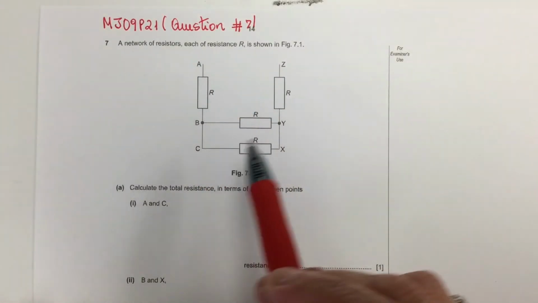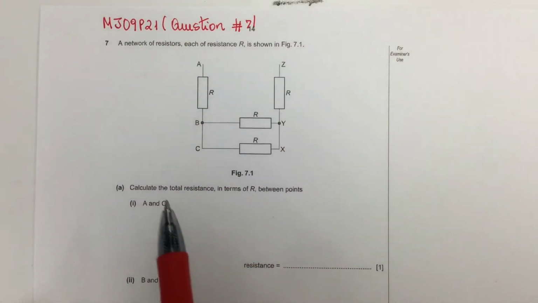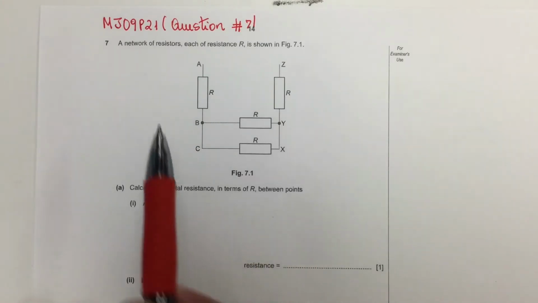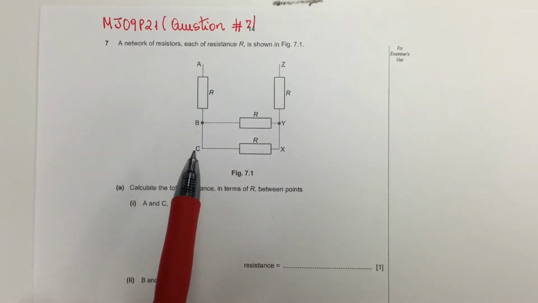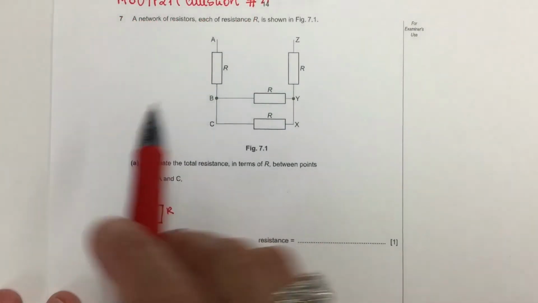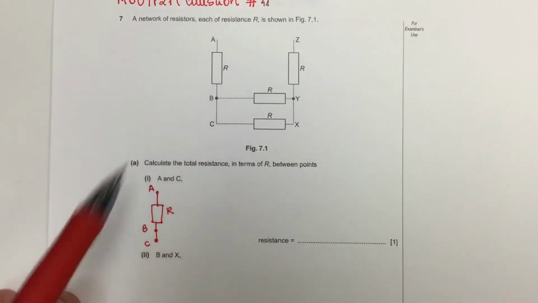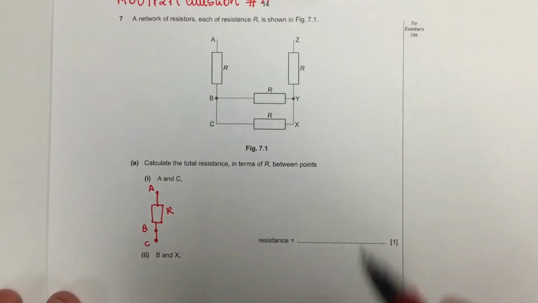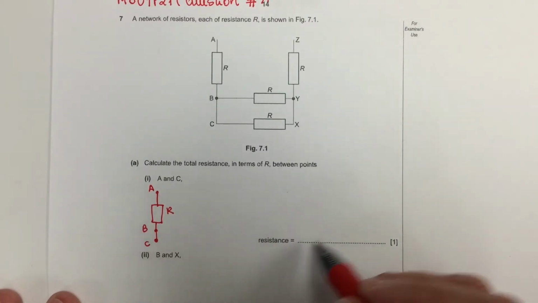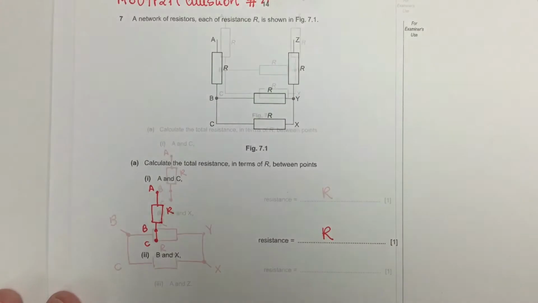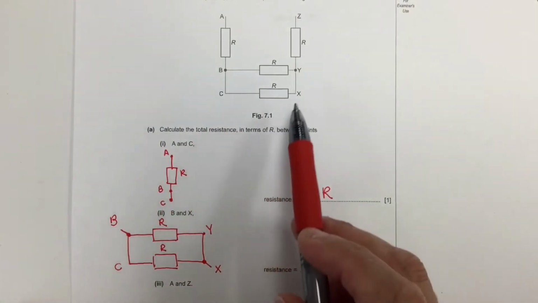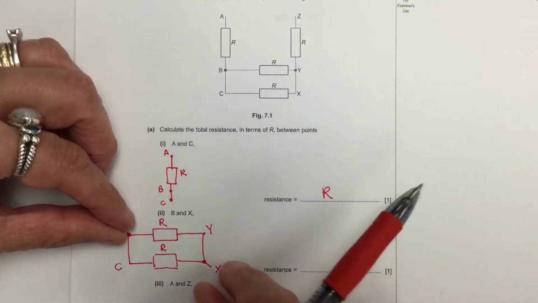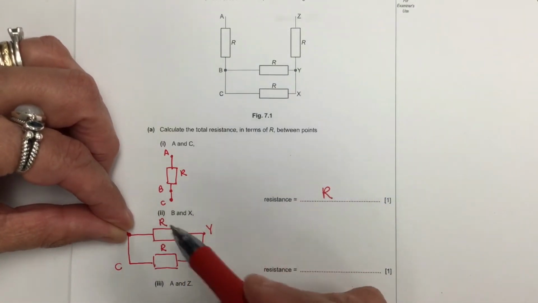So this is the network of circuits and it is asking for the total resistance in terms of R between points A and C. Between A and C, we have just one resistor, so the resistance here is just R. Between B and X, we just have those two resistors.